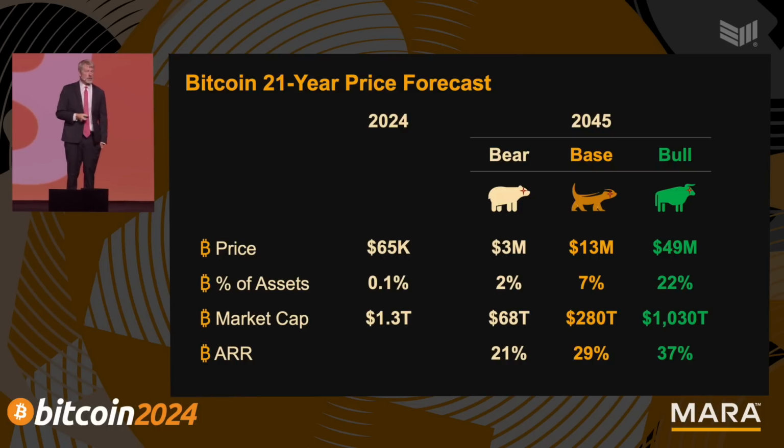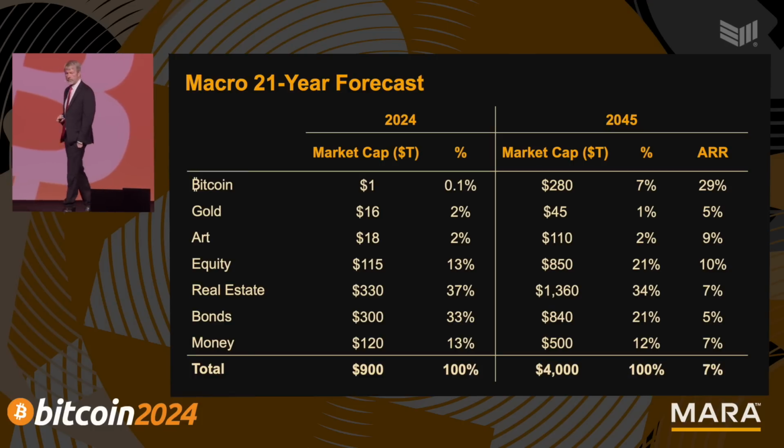It'll gradually decelerate till it's growing about twice as fast as the S&P index. And at that rate, Bitcoin's $13 million a coin in the year 2045. 13 million. It could be a 3 million bear case. It could be a 49 million bull case. But what is Bitcoin? 7% of the world's assets then. What about the rest of the assets?